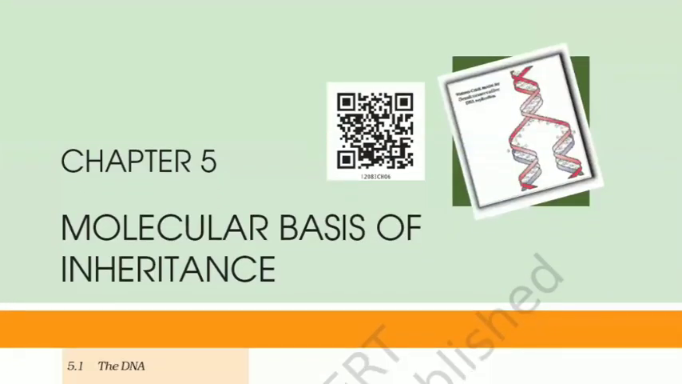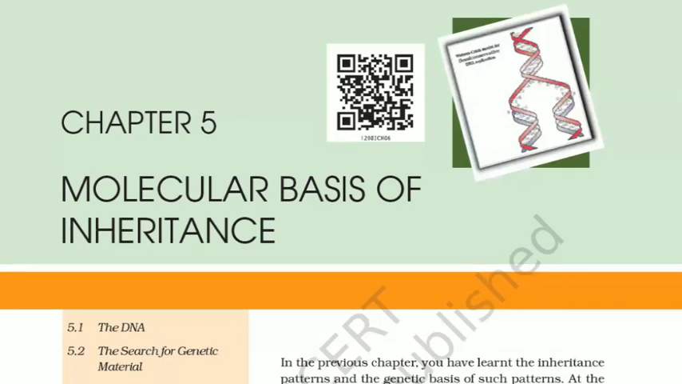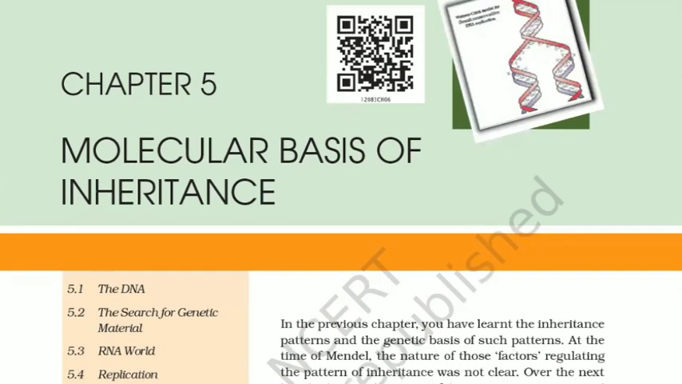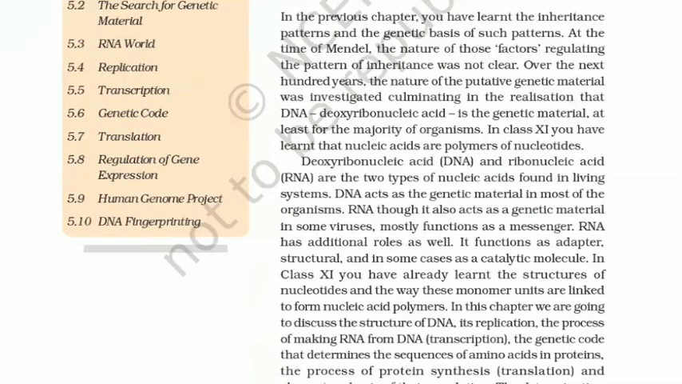Dear students, let's begin with the NCERT reading of Class 12, Chapter 5, Molecular Basis of Inheritance. In the previous chapter, we have learned the inheritance patterns and the genetic basis of such patterns. At the time of Mendel, the nature of those factors regulating the pattern of inheritance was not clear. Over the next 100 years, the nature of the putative genetic material was investigated, culminating in the realization that DNA, deoxyribonucleic acid, is a genetic material, at least for the majority of organisms.